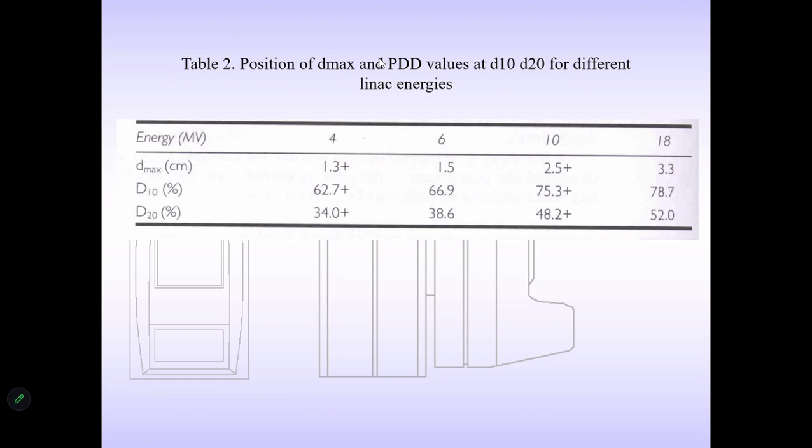The reason we need to know it is because when you calibrate your machine, you put your ion chamber at this depth, at a depth of 10 centimeters. So, question. People who work at a cancer center, what protocol do you use to calibrate your machine?